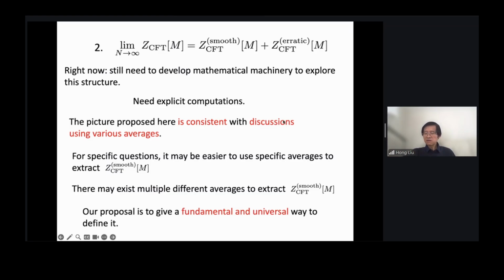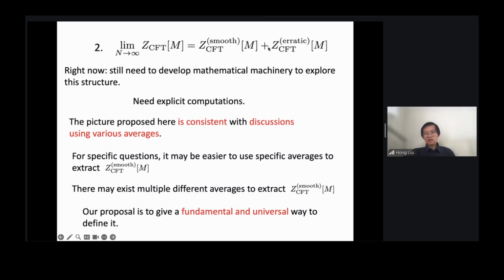Good. Any questions on this? Does this somehow assume that the erratic and smooth separations are unique? Yeah, right now I cannot answer this question for sure. I can imagine they don't have to be unique. As long as they separate the qualitative physics, it will be fine.